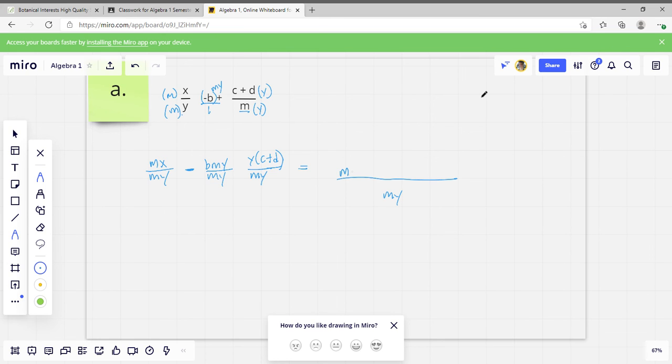Over here, I'll have mx minus bmy plus, I forgot that's a plus right there, y times, okay, so I can distribute right there, and I can say cy, and then I can say dy. Let me double check that one. Yep, so you could write it this way, or if you wrote y times c plus d, that is still correct. So either one of those answers is correct. There's that one.